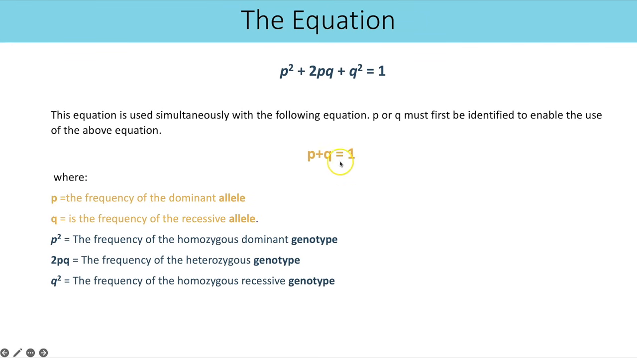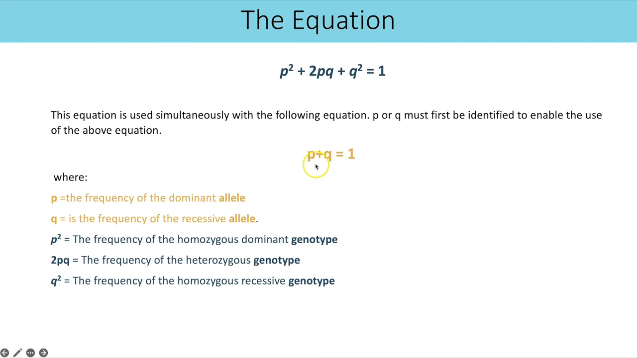So Hardy-Weinberg involves two separate equations using these different components. We've got p squared plus 2pq plus q squared equals 1. And all of those parts are the different possible genotypes. So p squared is homozygous dominant, so if you have two copies of the dominant allele. 2pq is one dominant, one recessive allele, so you're heterozygous. And homozygous recessive is q squared. And because all the individuals in the population have to have one of those genotypes, that's why if you add them all together, it equals 1.